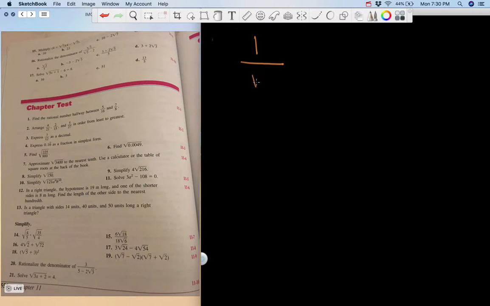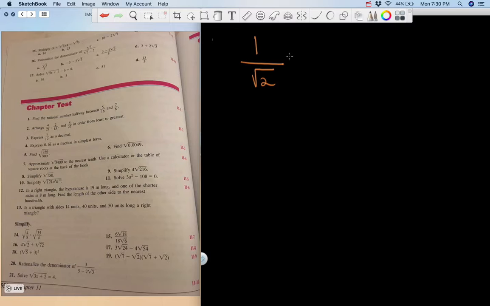Alright, so now we're just going to talk about number 20 and 21, which is rationalizing a denominator. So first, let's discuss how to rationalize, let's say, 1 over the square root of 2. And before we do that, let me tell you why we rationalize.